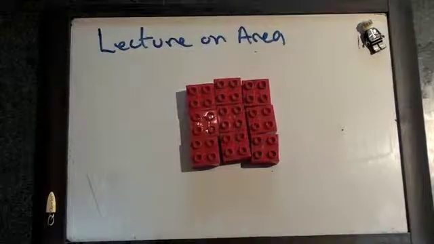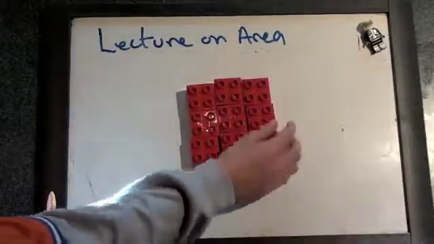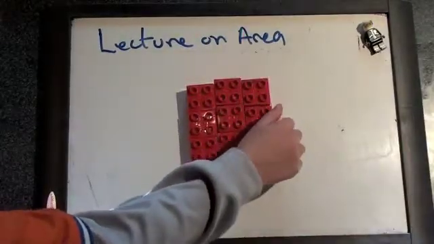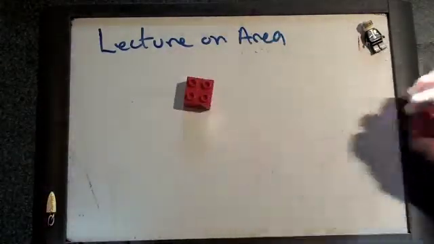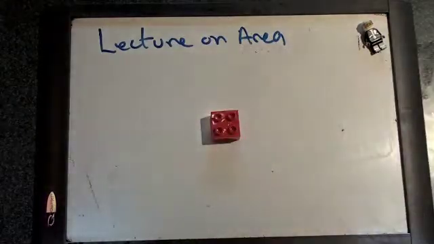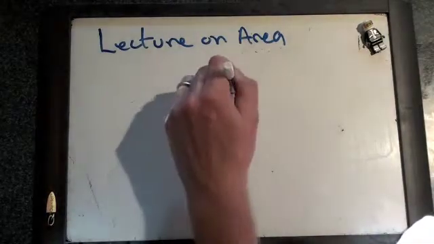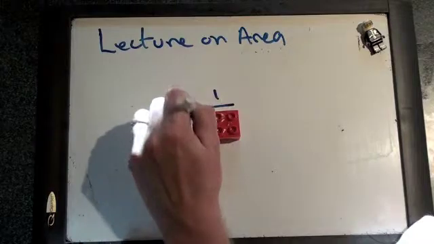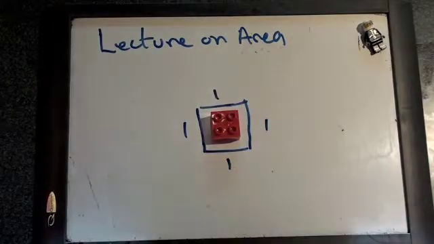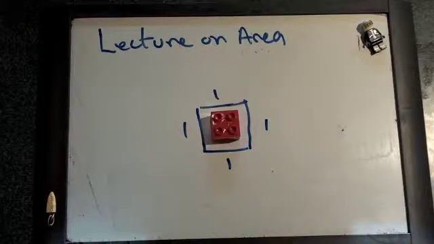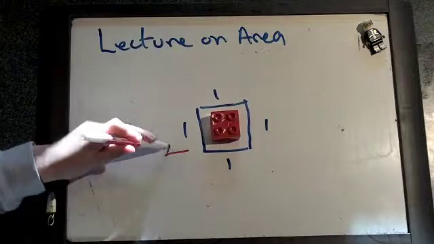Here's the next thing we're going to talk about today: area. We know a little tiny bit about area. We're going to look at the area of just one of these blocks. Here's a square, and we're going to say this side is 1, and this side is 1. Well, it's actually a cube, but we're going to pretend it's a square, so we flatten it out.